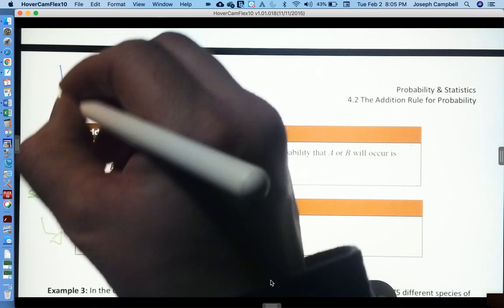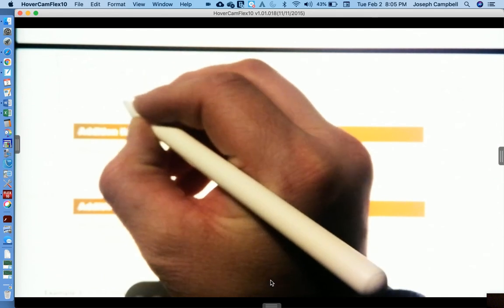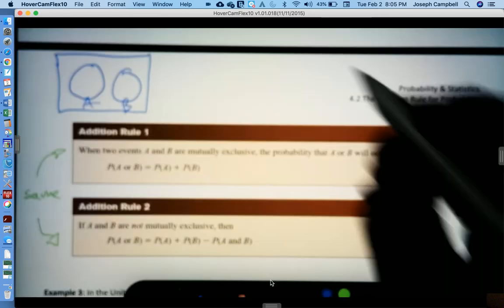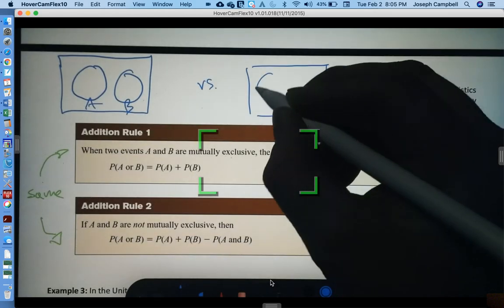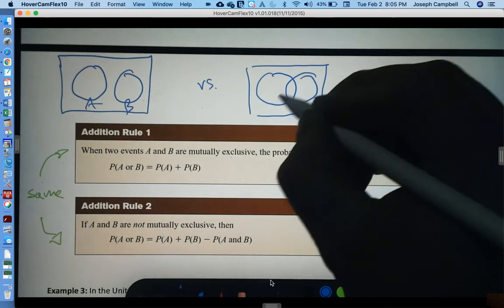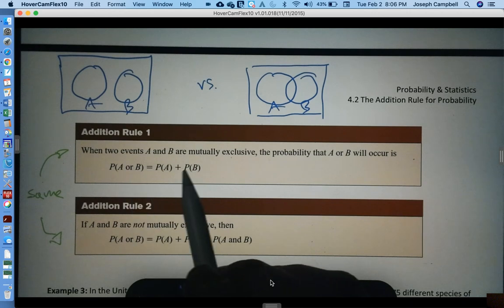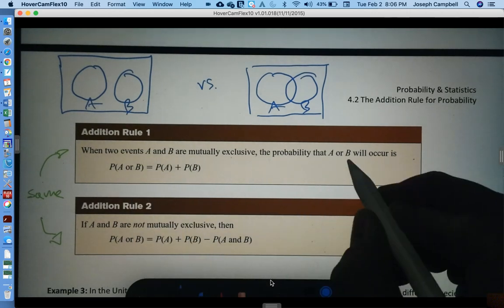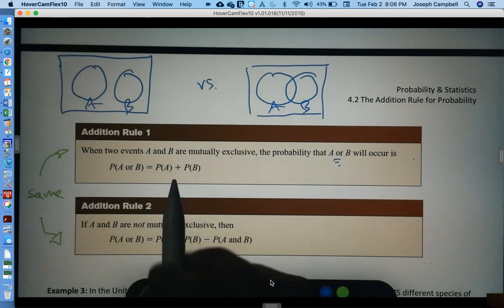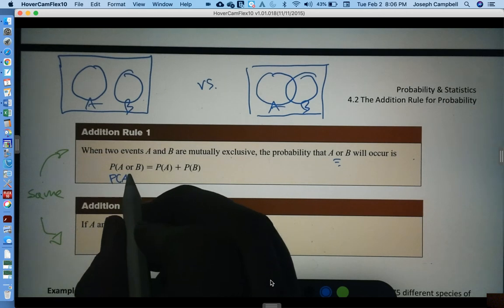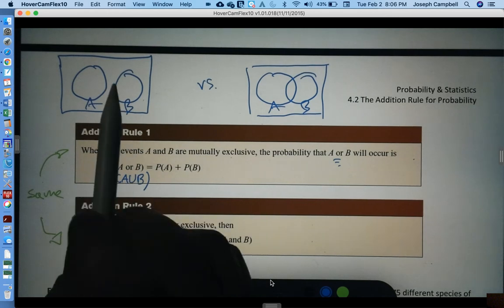Let me try my best to convince you. I want you to keep in mind the Venn diagram perspective when viewing these sets. So we have disjoint sets like this, A and B, or we have non-disjoint sets where there's some sort of overlapping intersection of events. When events A and B are mutually exclusive, the probability that A or B will occur is the probability of A plus the probability of B. Remember, we're going to use this notation for A or B. Now notice that there's no intersection here.